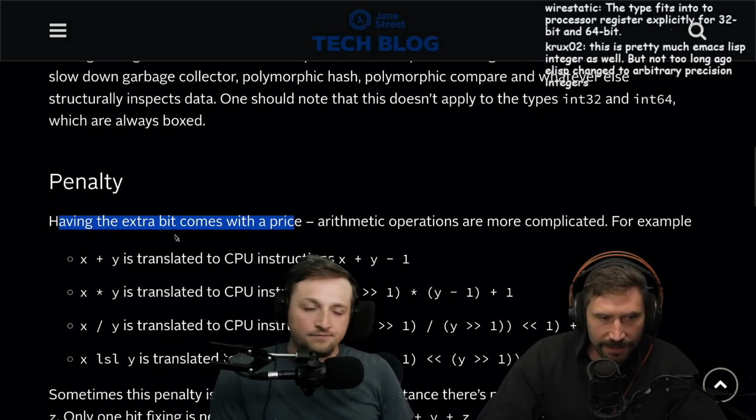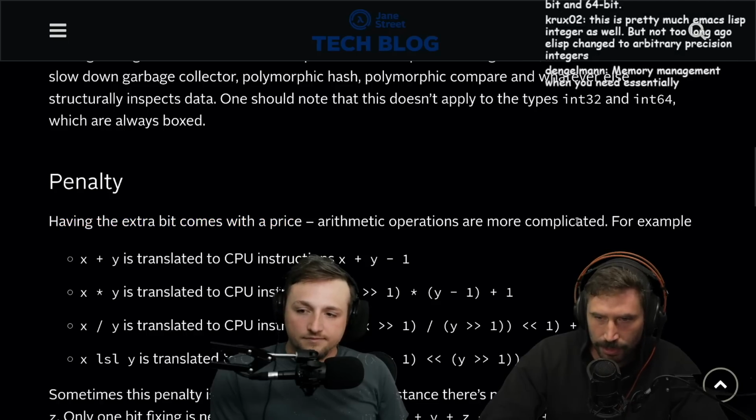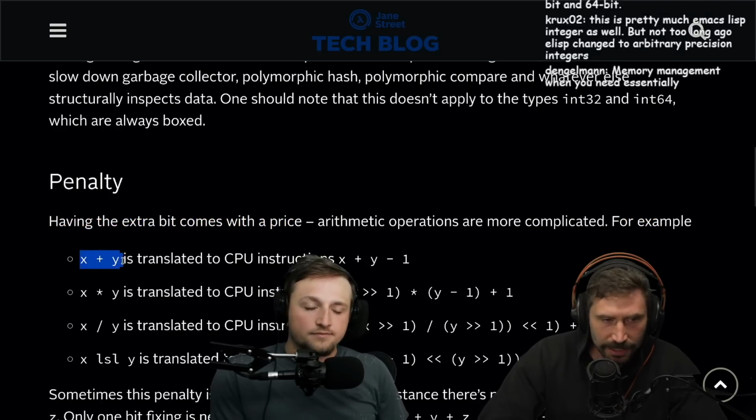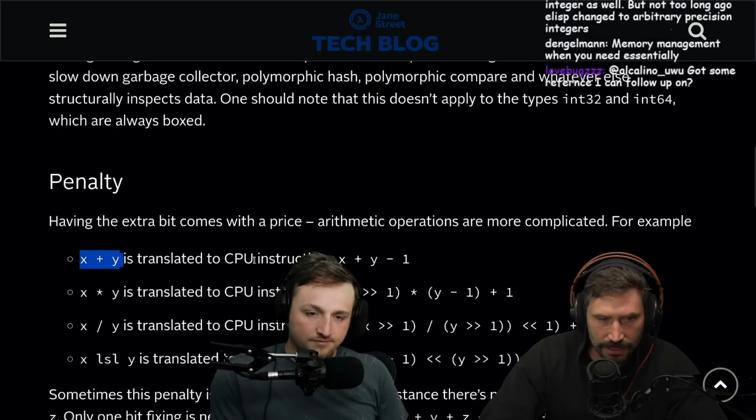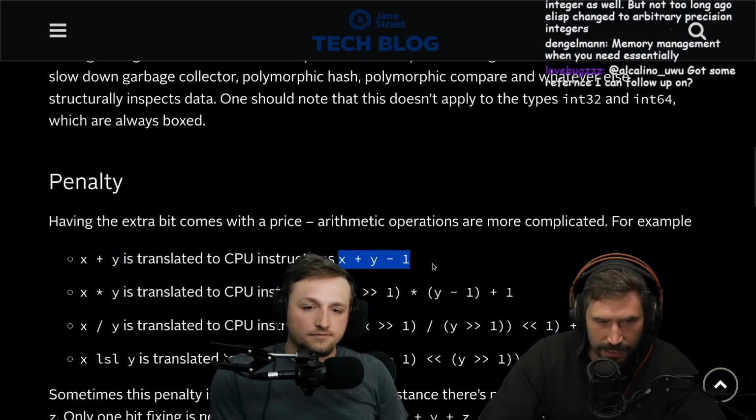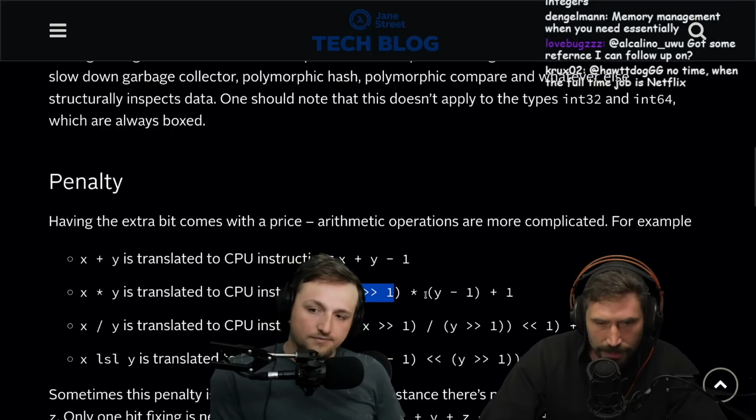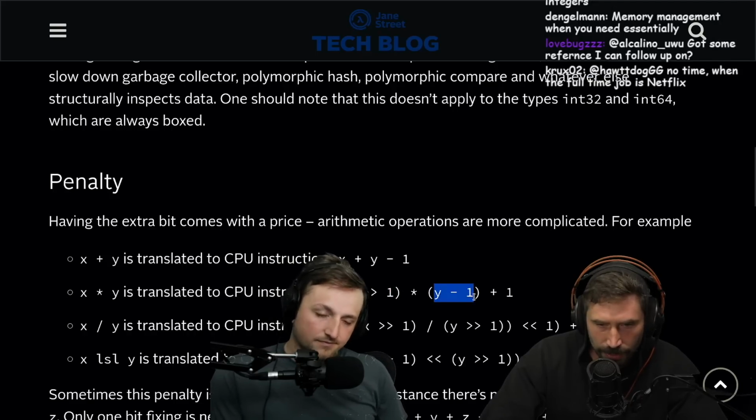Yep. Having the extra bit comes with a price. Arithmetic operations are more complicated. For example, x plus y is translated into the CPU instructions x plus y minus 1. x times y is translated into the CPU instructions x shifted over by 1 multiplied by y minus 1, plus 1.